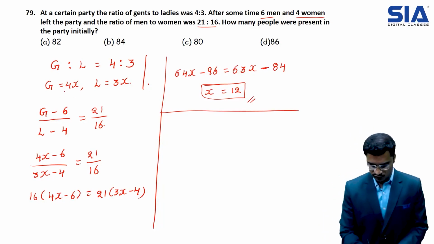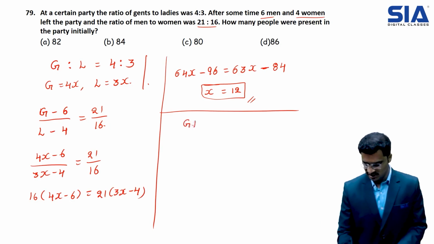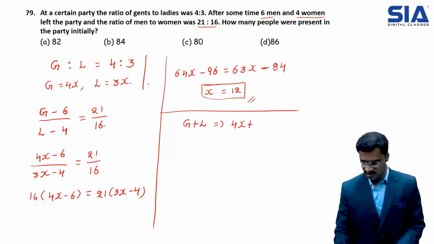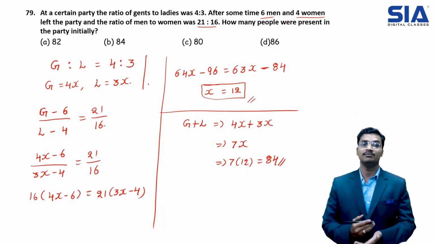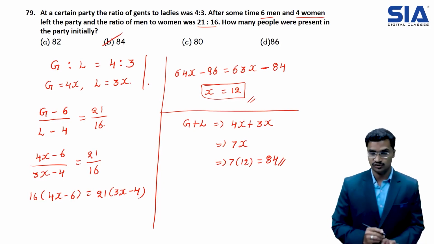So there were 4x plus 3x, gents and ladies present in the party initially. So there were 4x gents and 3x ladies, so the total was 7x. We know the value of x is 12. So 7 into 12, 12 sevens are 84. So initially the people were 84. So our answer is option B.